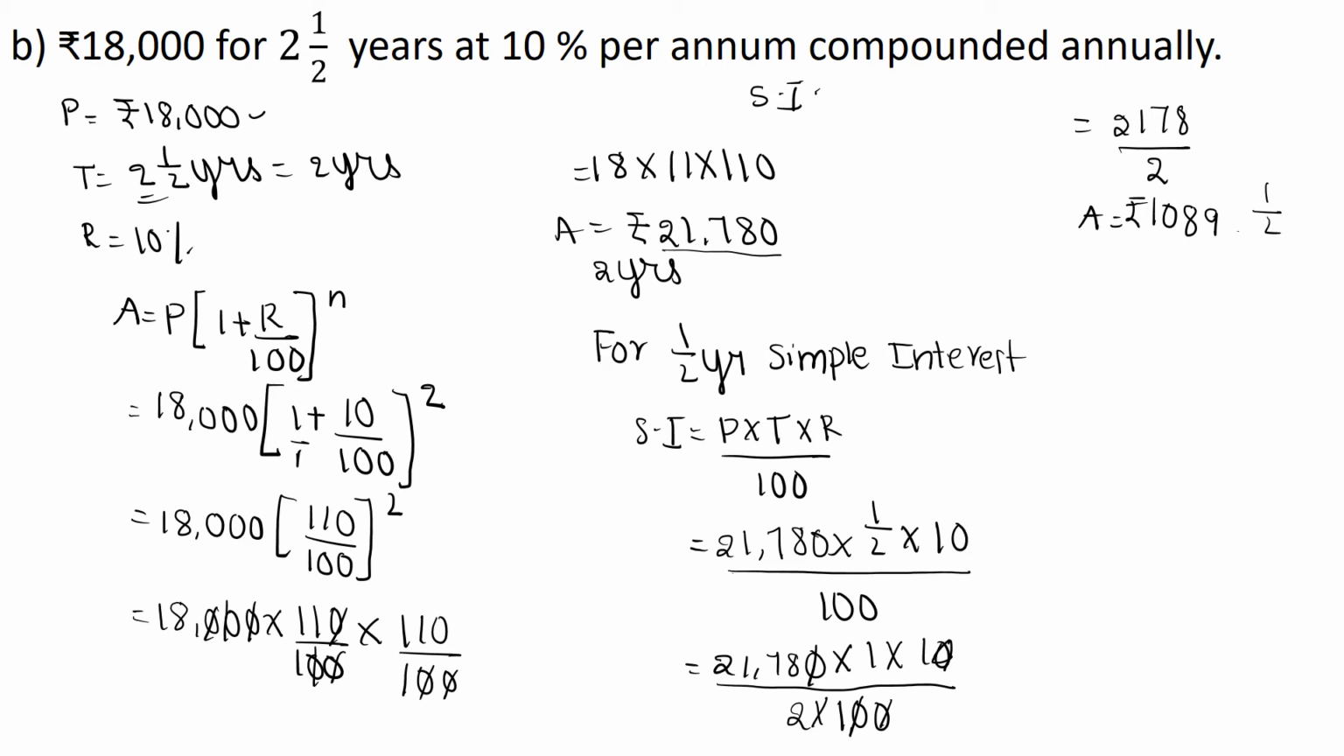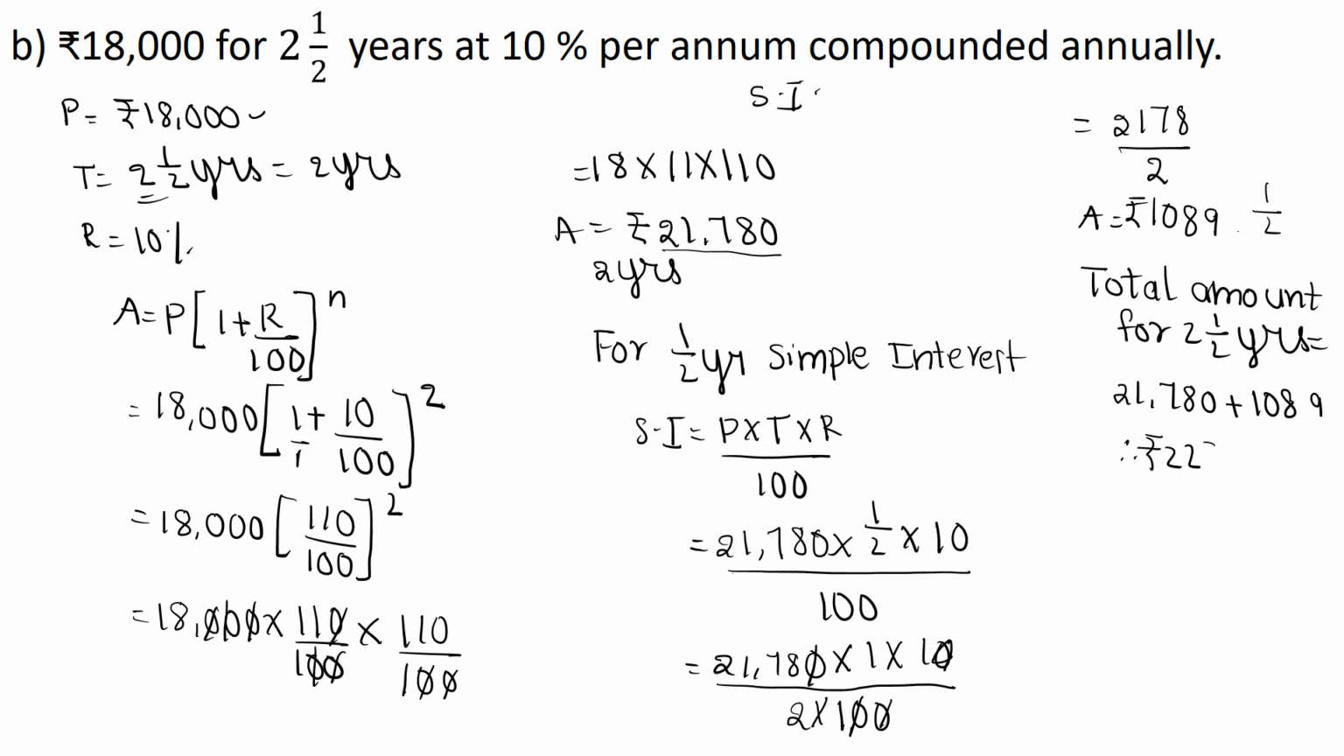Totally, when we add, the total amount for 2.5 years is equal to 21,780 plus 1,089. We get rupees 22,869. So this will be the total amount after 2.5 years.